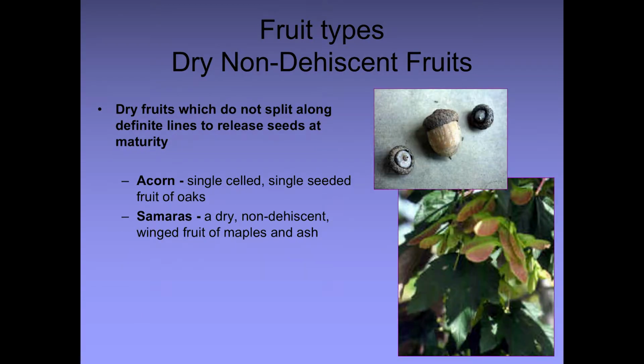Then you have dry non-dehiscent. And these are ones that have no line along which to break apart. So an acorn, and then these samaras, which are the winged fruit of maples and ash trees.